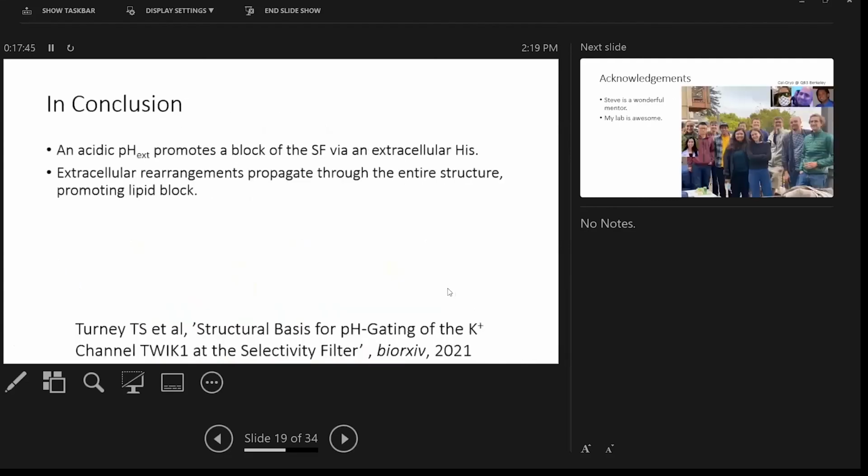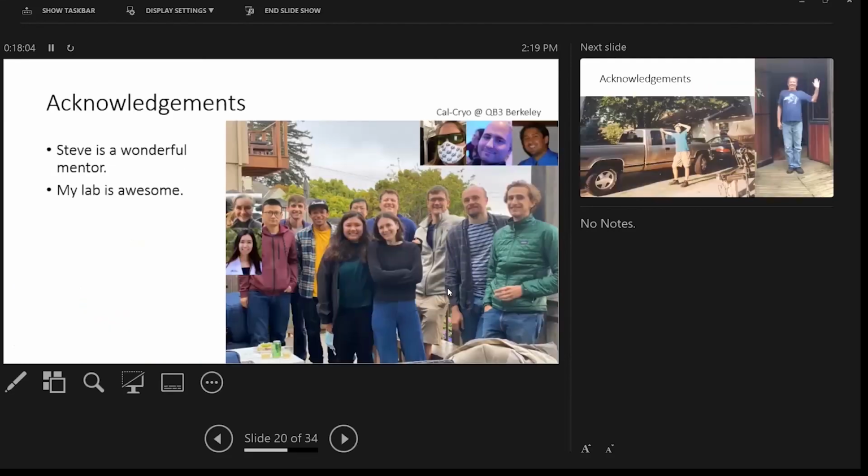And that is the conclusion of this talk. So essentially, the acidic pH is going to promote a block of the selectivity filter through this histidine, but the histidine is also connected through a previously observed lipid block because the entire structure has to stretch and dilate as this histidine moves.